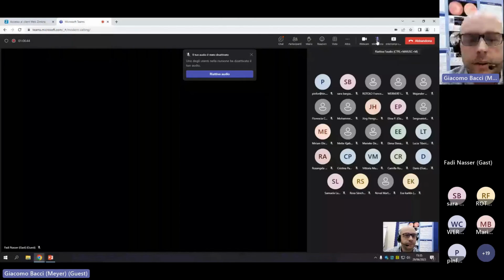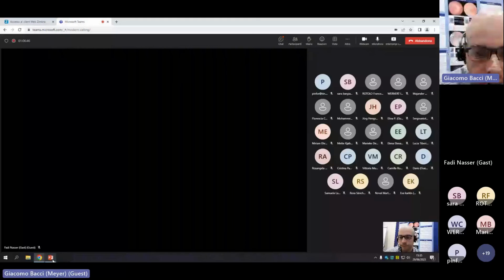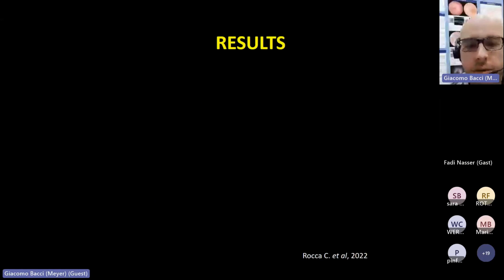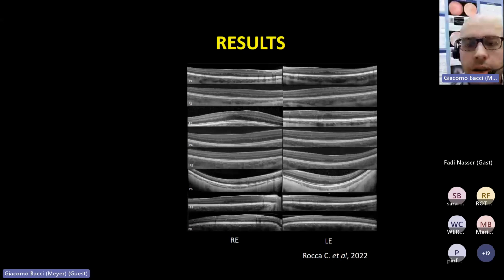Yes, as Sara said, you can see the quality of the image is not so high, but you can see that there is a mild degree of fundus pigmentation in all patients, and all patients show variable degrees of foveal hypoplasia and the striking appearance of no iris translucency in all patients.